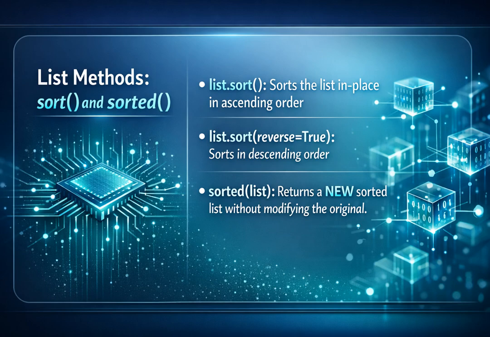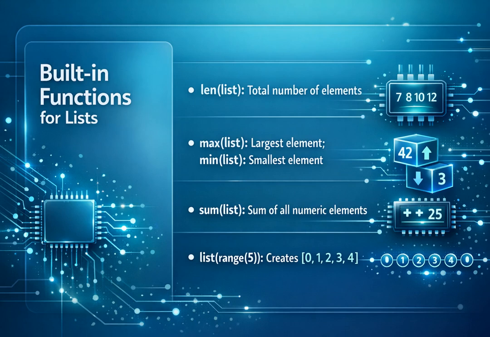Passing reverse equals true sorts in descending order. The built-in sorted function is different. It returns a new sorted list and leaves the original unchanged. Python has several built-in functions that work well with lists. Len returns the count of elements. Max and min find the largest and smallest values. Sum adds all numeric elements together. And the list function converts other sequences like ranges and strings into lists.